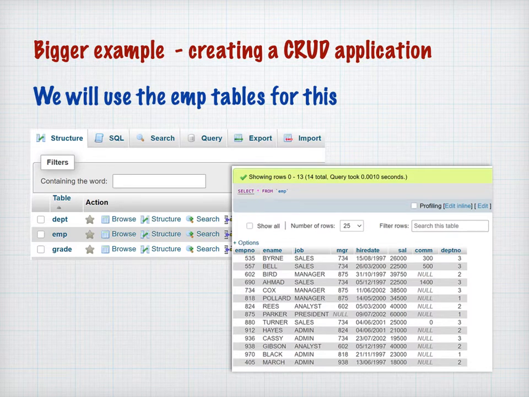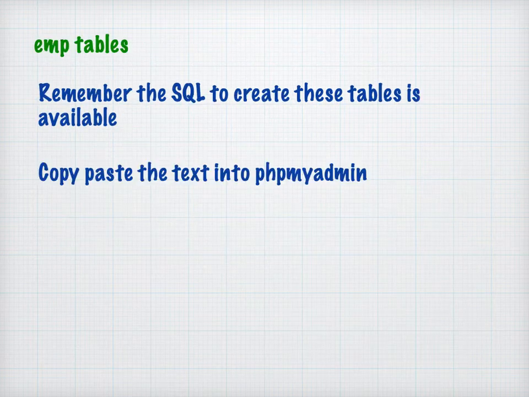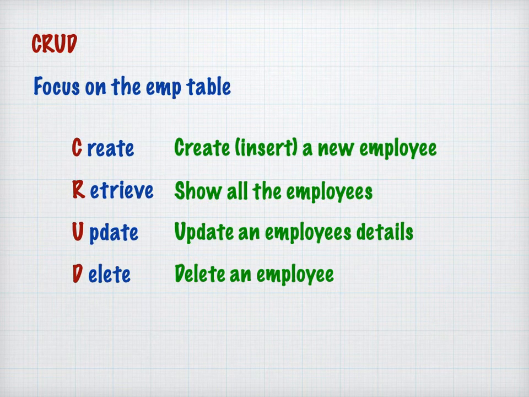Now, I'm going to assume that you've already created these three tables into a database, and either you're going to be using the Kingston University MySQL system, which is available through the web server, or you're going to be using MySQL. And the SQL to actually create these three tables is all available. So you grab that SQL, you copy the text, it's just a text file, you paste it into PHP MyAdmin, and that creates those three tables. And specifically, we're going to focus on the emp table.